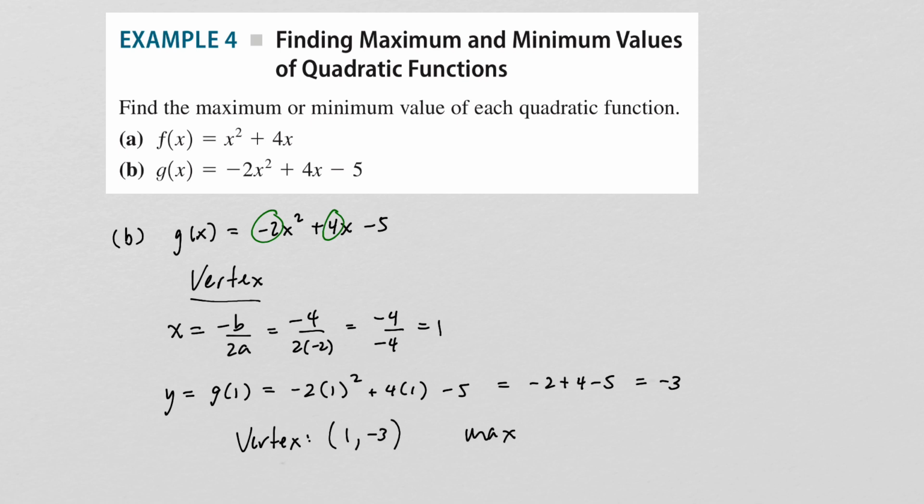And again, is this a max or a min? Well, in this case, we have a negative number in front of x squared. This means the parabola opens down, and therefore the vertex must be the highest point, which is a maximum.